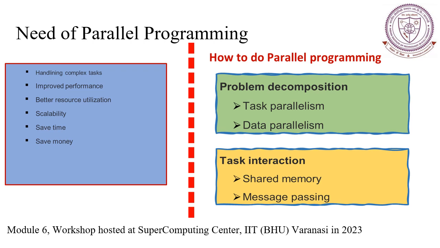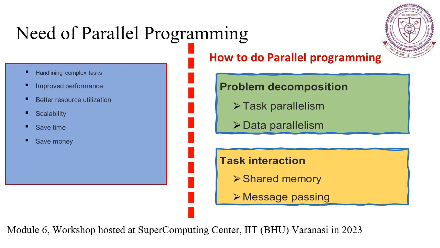Data parallelism. In data parallelism, the problem is divided based on the data. Each processing unit or core operates on a different subset of data simultaneously. This approach is suitable when the same operation needs to be performed on multiple data elements.